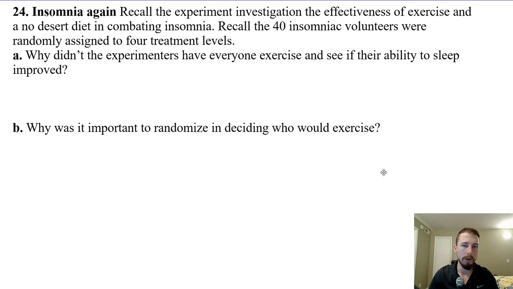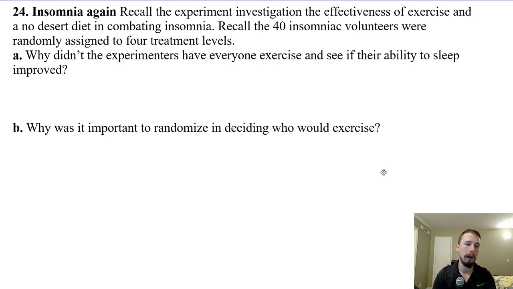All right, recall the experiment investigating the effectiveness of the exercise with no dessert and the combination combating insomnia. So recall the 40 insomniac volunteers randomly assigned to 4 treatment levels. So why didn't the experimenters just have everyone exercise to see if their ability to sleep improved? So the whole point is we want to have some control group in order to compare it against.